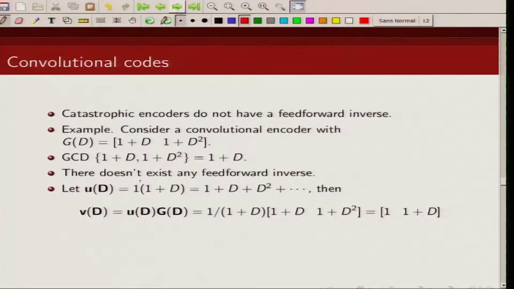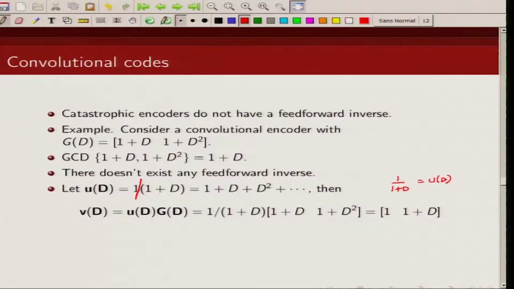So, let us take an example of u of d given by 1 plus d. This is a typo, this is 1 by d. Now, 1 by d can be written as 1 plus d square plus d cube. So, this is an all one sequence. So, our input is all one sequence, which can be written, in this d notation, like this. This is my u of d.